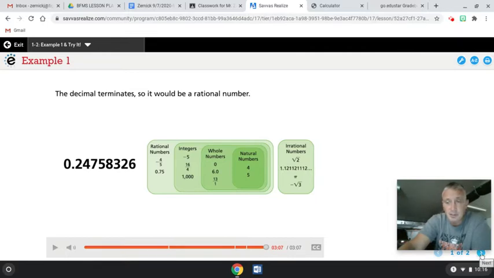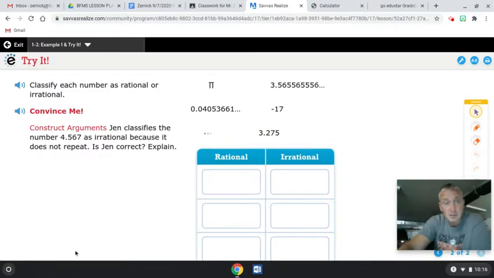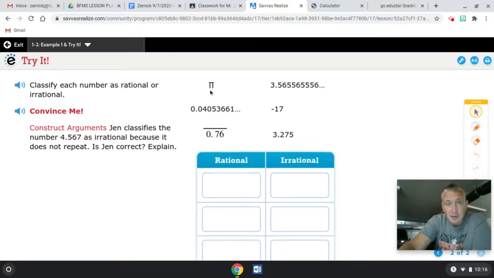So if I'm going to click to page 2, when I go to page 2, it's asking me to first classify each as rational or irrational. And then secondly, it says Jen classifies the number 4.576 as irrational because it does not repeat. Is she correct? And explain it. So what I tried to do was grab these and drag them into here, but I can't do it. It won't pull those in there.